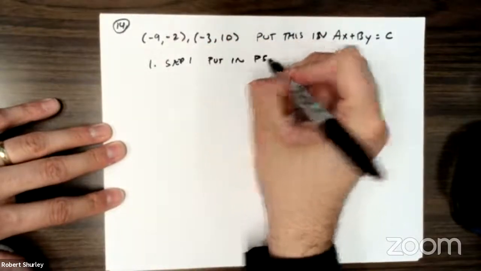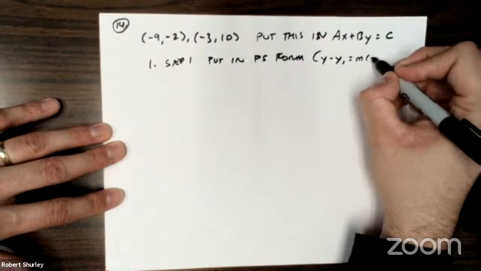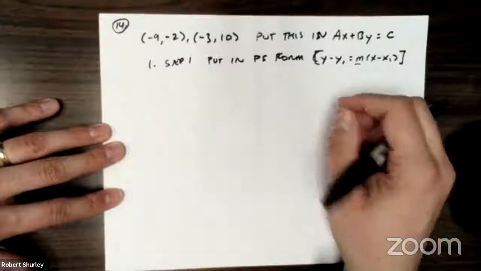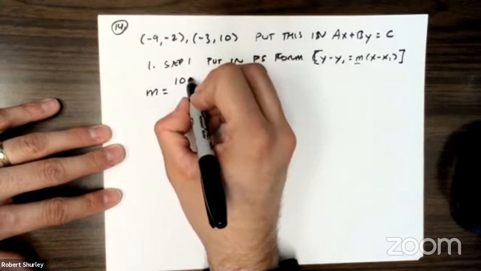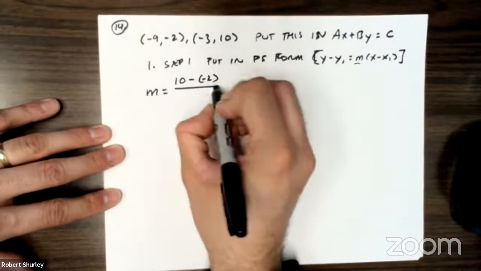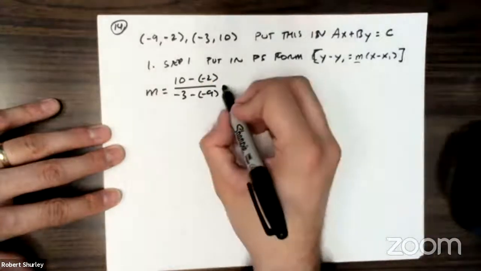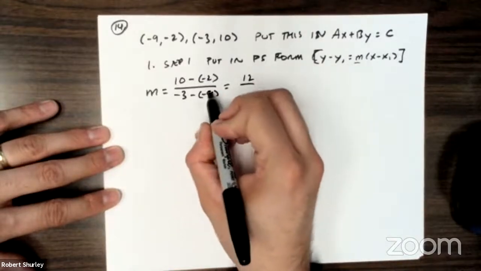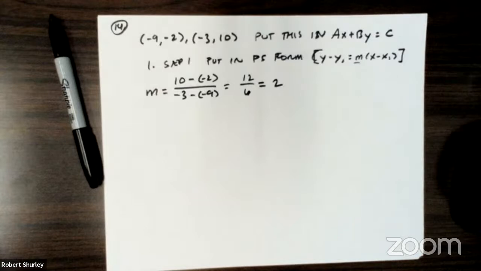put in point slope form. Remember, that's y minus y1 equals m times x minus x1. So to do that, I've got to find the slope first. So m, I'm hoping this slope's a little better than a fraction. So we get 10 minus a negative 2 over negative 3 minus a negative 9. So really we wind up with 10 plus 2, that's just 12, over negative 3 plus 9. Well, that's just 6. Oh, good. We wind up with a nice whole number slope. We don't have to deal with fractions on this one. That's really nice.